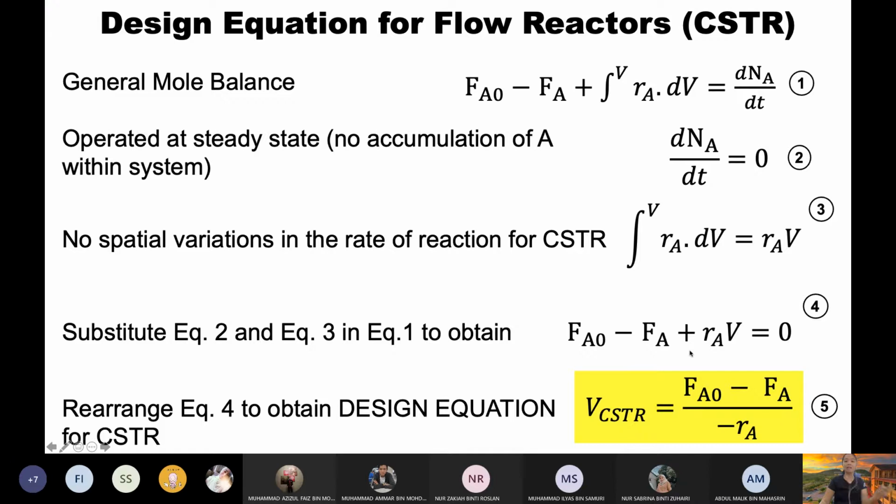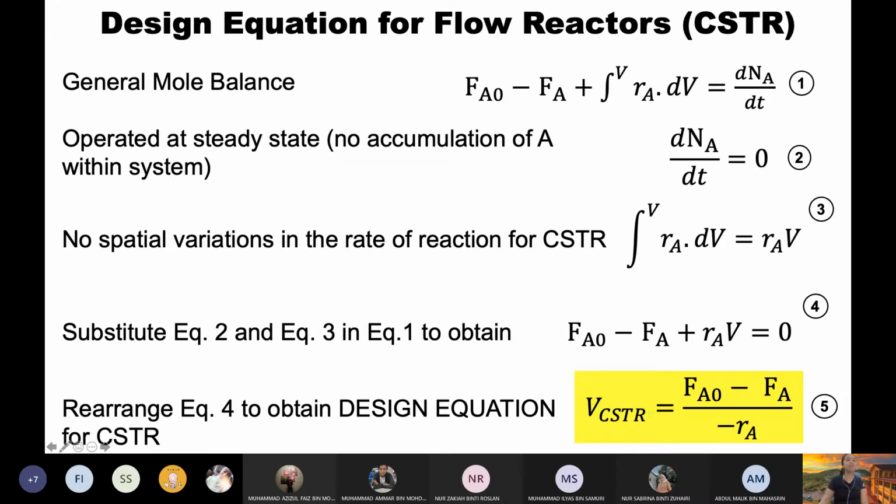Plus RAdV becomes RAV equals to dNA per dt, which is zero, as I explained. So it becomes equal to 0. So for equation 4, you will have to rearrange. We will rearrange the equation. Why? Because first, we design this reactor for a flow system, we want to find the volume. So volume will be on the left-hand side on its own. So the rest, you will move to the right-hand side.